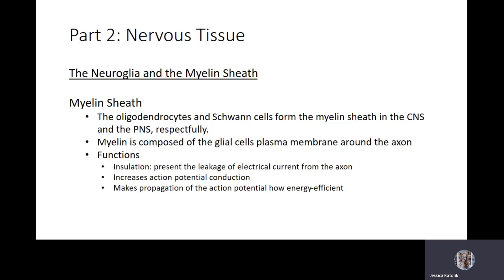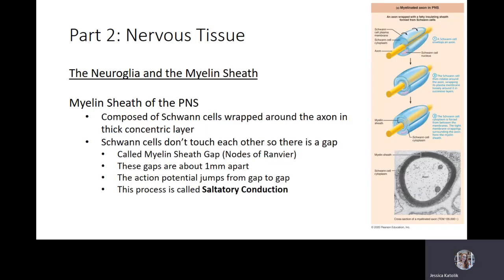So let's talk about myelin. First, we're going to look at myelin specifically in the peripheral nervous system. So we're going to be talking about the Schwann cell. And then we're going to look at myelin in the central nervous system, where we'll be specifically talking about the oligodendrocytes. Okay, so the myelin sheath in the peripheral nervous system.